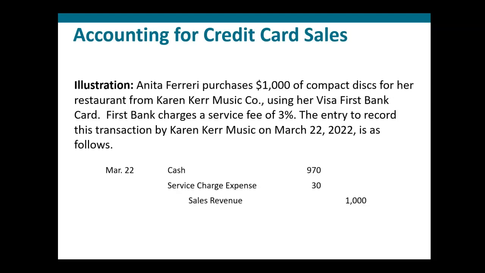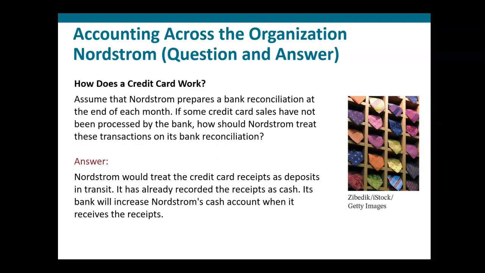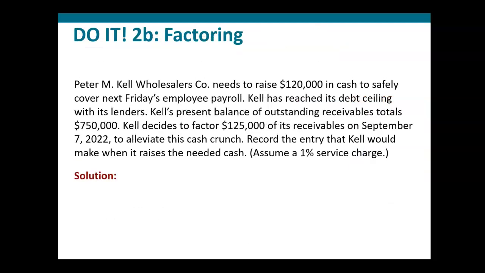So it would be a credit to sales revenue of $1,000. The service charge is 3% of that. So debit service charge expense of $30, and then debit cash of $970. You haven't received the cash yet, but you will soon. You're going to record this as a cash sale. This is when it's a national credit card. You can read all this in the book. I'm going to go to something else.